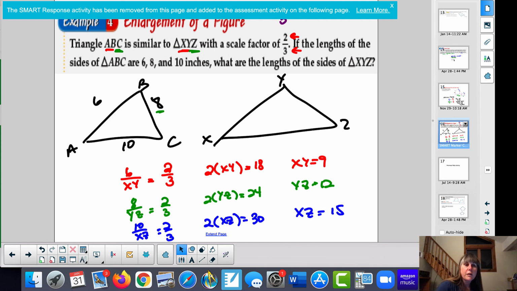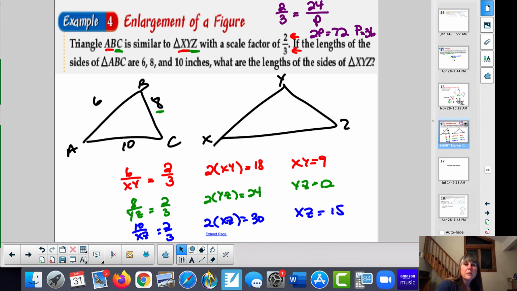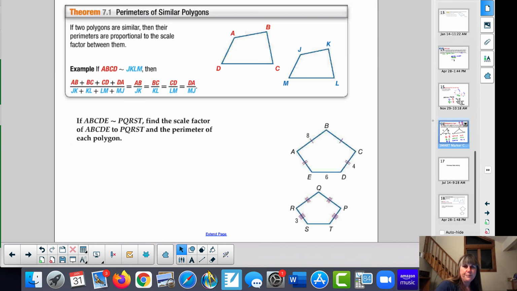So I know this perimeter, if I add all those together, is 24. And then I could find the perimeter of XYZ by setting up that proportion. And so I know that the perimeter is going to be 36 without having to add these 3 together. But if I add them together, I can see that that perimeter is 36. So you want your proportion to be the scale factor and then a ratio of perimeters, just like we were doing scale factor with ratios of sides. Those are all equal ratios.